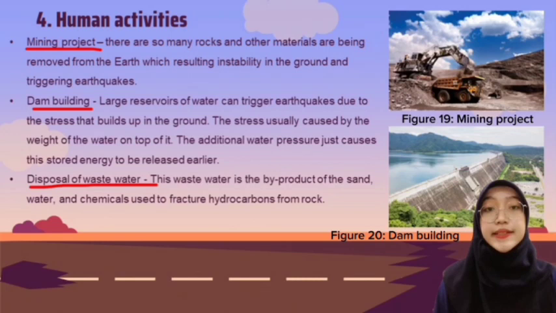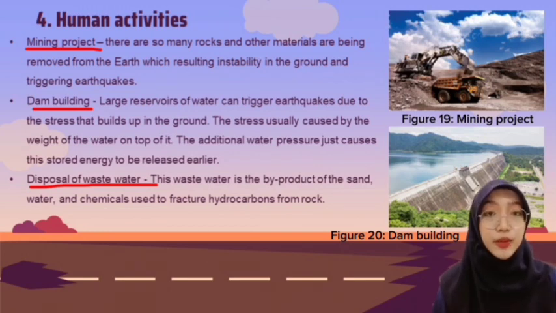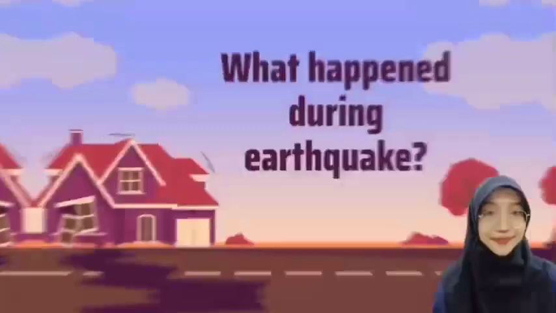The last one is disposal of wastewater. The disposal of wastewater produced in the fracking process also causes quakes. This wastewater is the byproduct of sand, water, and chemicals used to fracture hydrocarbon from rock. The fluid that is injected at depth is usually hydraulically linked to the fault. When this occurs, fluid pressure within the fault increases, counteracting the frictional forces on the fault. This will increase the possibility of earthquakes happening on them.